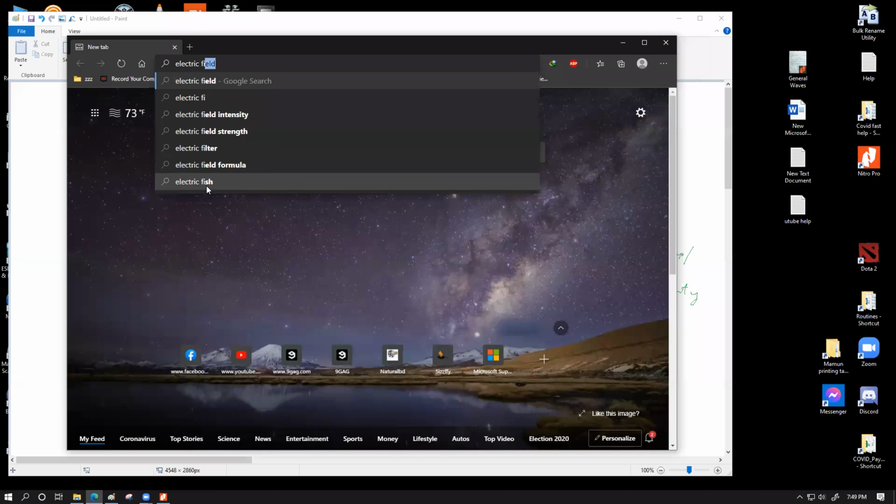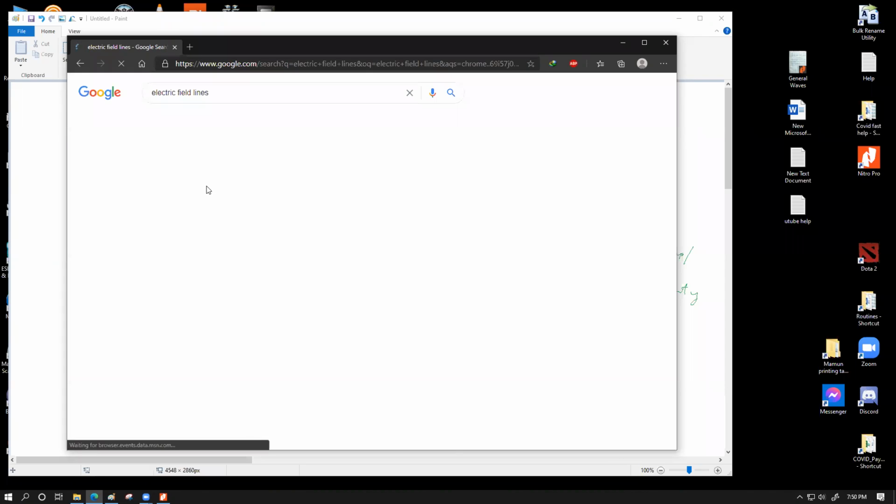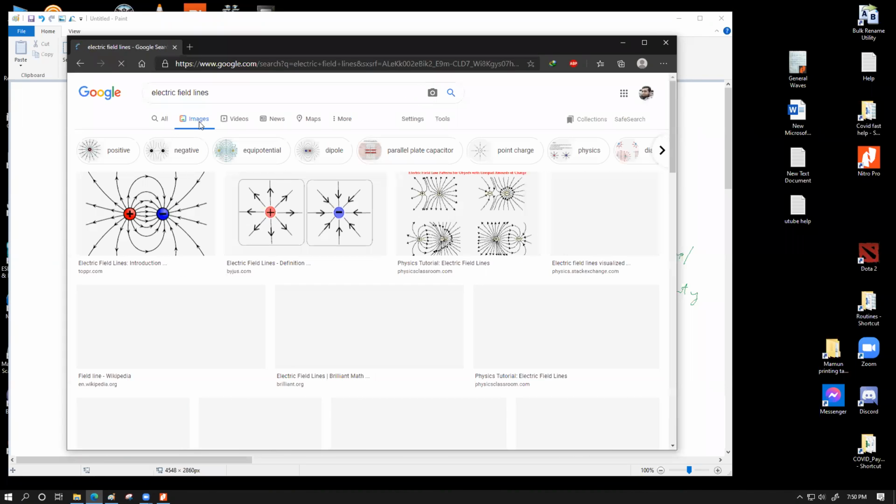Electric field lines. So let's have a look at some of these images.